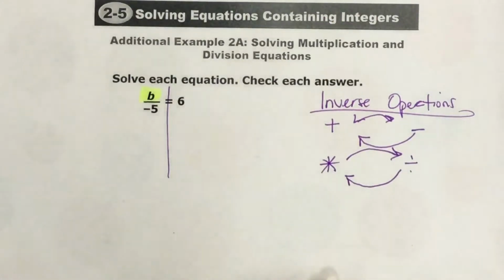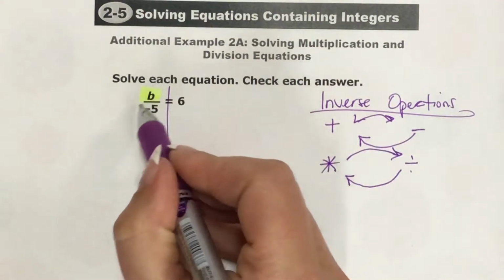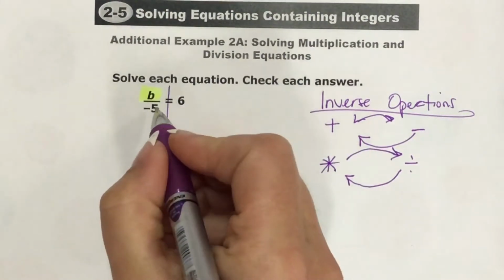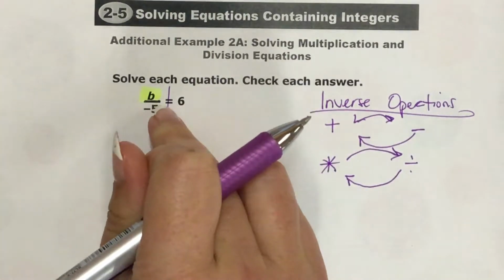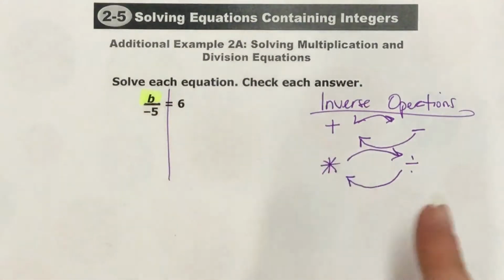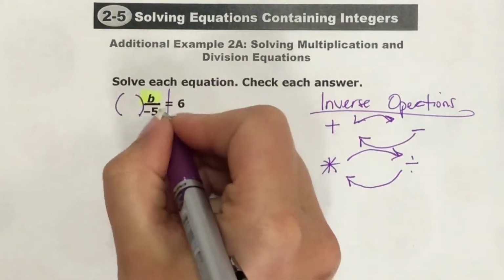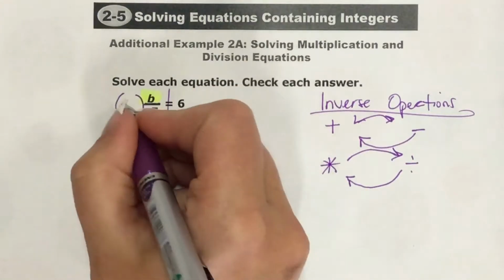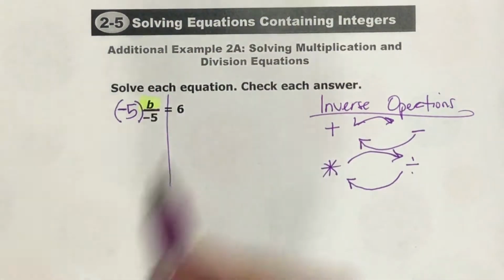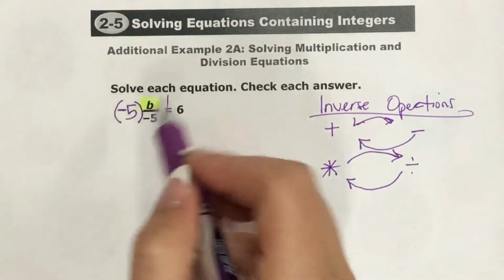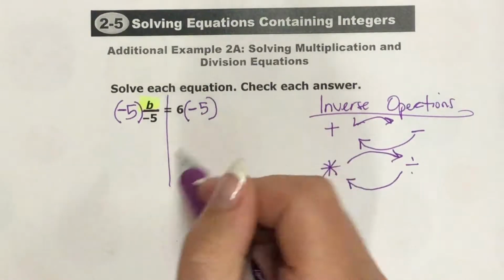So let's look at this question right here. We have to get rid of this -5. But how is this -5 related to b? It is related to b through the operation of division. So in order to get b by itself, we have to do the inverse operation of division, which would be multiplication. So we're going to multiply both sides by -5. Whenever we solve equations, we have to do things equally. So whatever we do to this side of the equation, we also have to do to this side to keep things in balance.